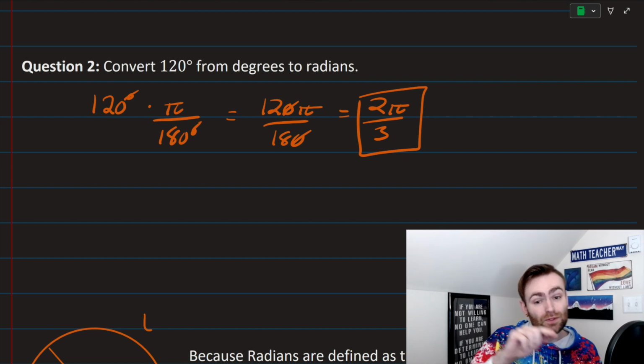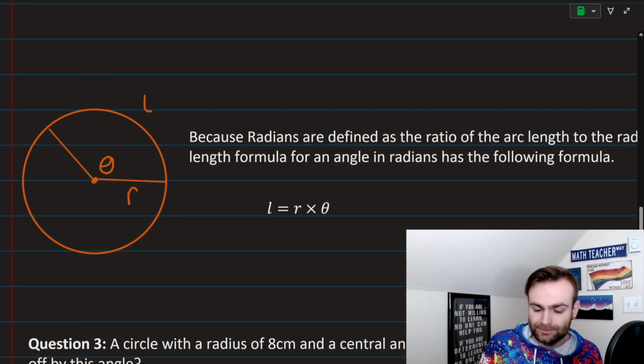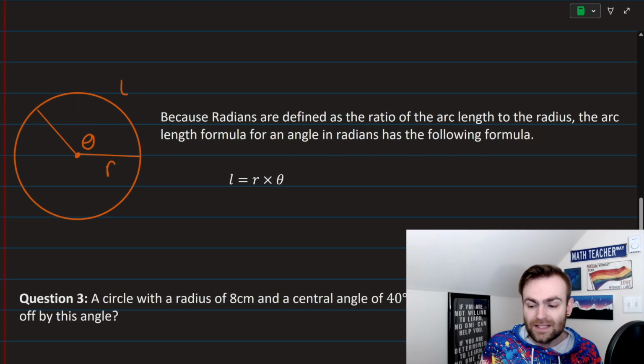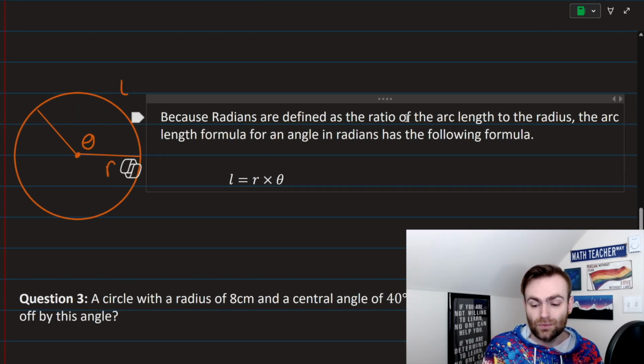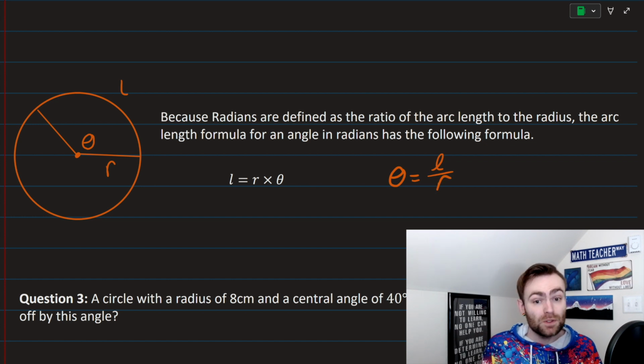Now let's use the radians to actually do some of the stuff that we've done before with degrees. So let's take a look at some of that. Well, we defined radians as the ratio of the arc length to the radius. We said that the angle was equal to the arc length divided by the radius. If I multiply both sides of this equation by r, I get that the arc length is equal to the radius times the angle, the central angle specifically, in radians.